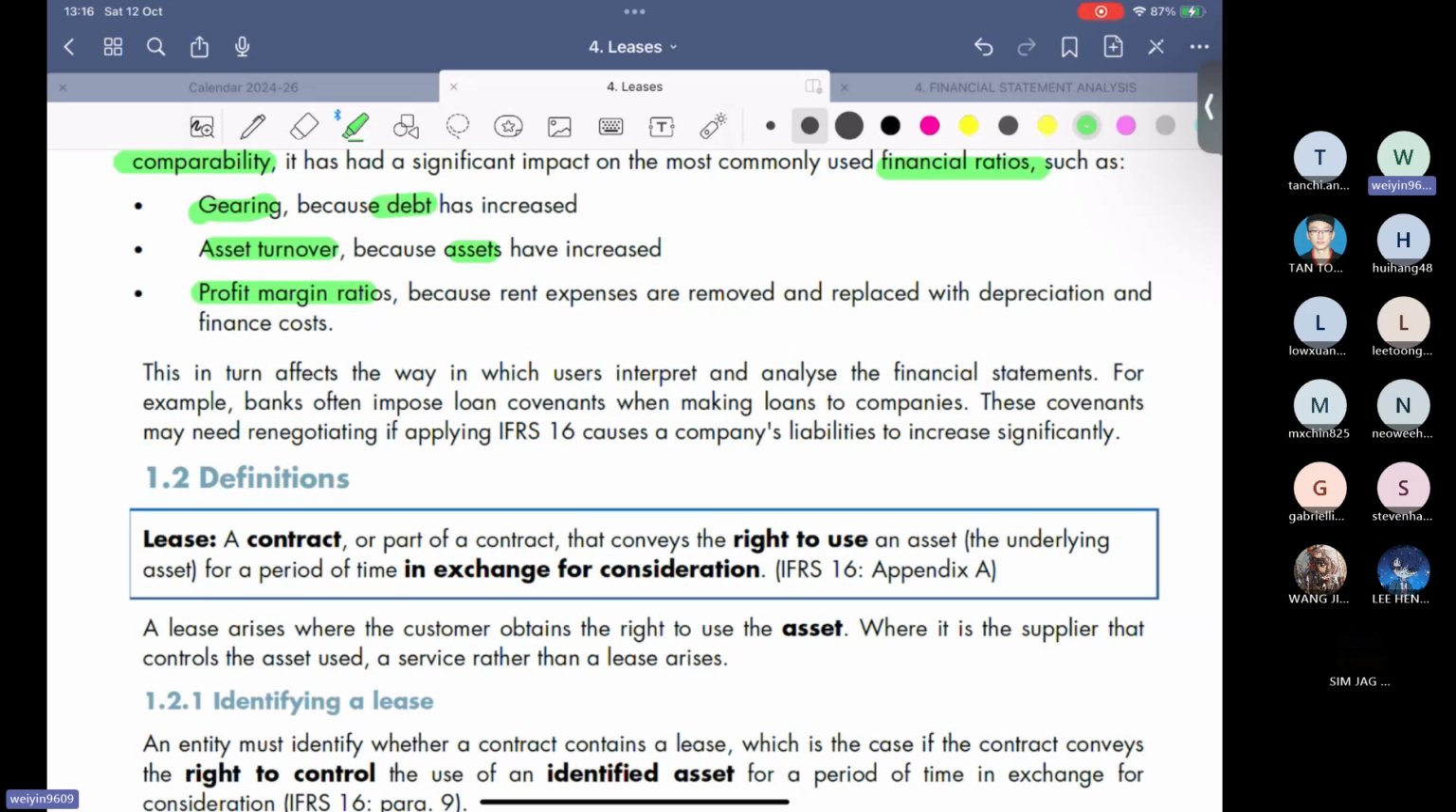So in some of the questions in the ACCA, you need to interpret the analysis of the financial statements, because banks often impose loan covenants when making loans to the company. That's why you need to look at your gearing ratio component. That means you cannot go more than that level. If more than that, then the bank will ask you to repay the loan immediately.